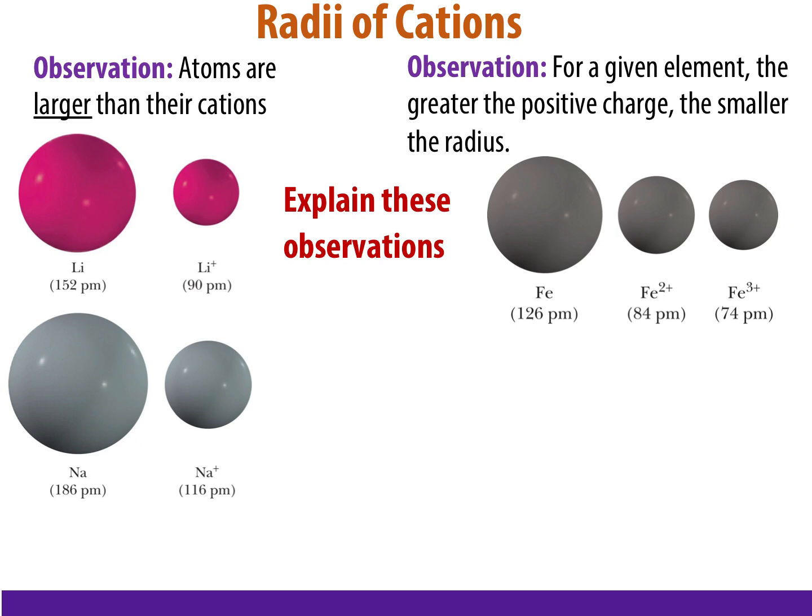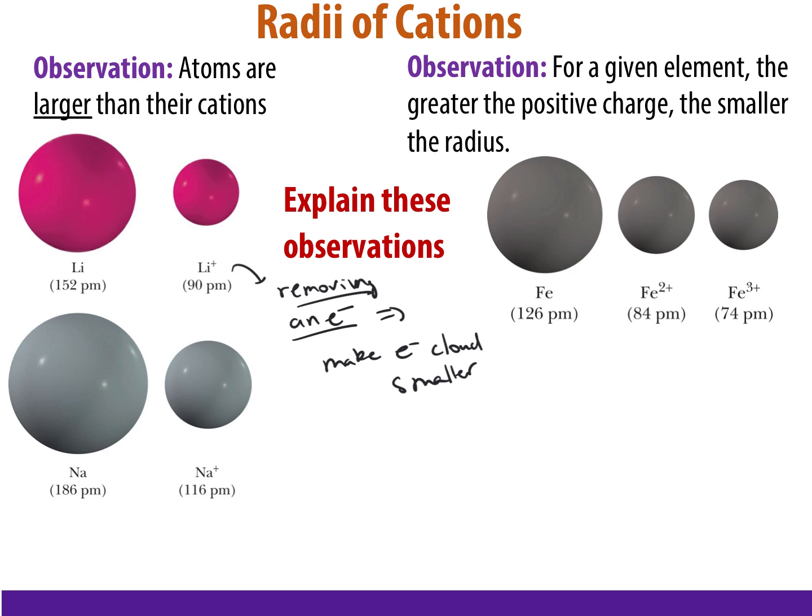Okay, so to explain this, what are we actually doing when we're making a cation? To go from Li to Li plus, we're removing an electron. Remember that it's the electrons that determine the size of the atom, and in this case, since all we're doing is adding and removing electrons, anytime we remove an electron, that's going to make the electron cloud smaller, right?